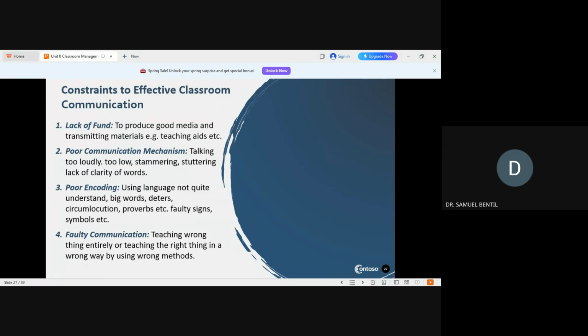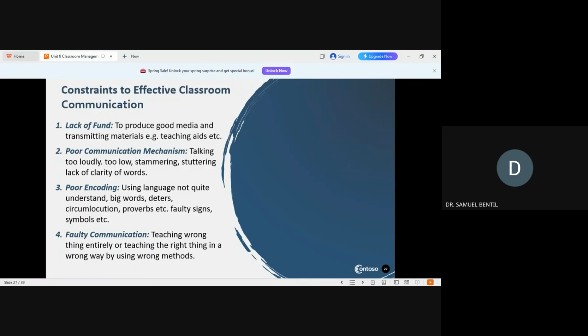Constraints to effective classroom communication. Yes, we know a lack of funds to produce good media and transmitting material. Most of us don't have teaching aids in our schools, the projectors and those things that can be used for these basic communications. At times, there could also be poor communication mechanisms, especially when you are too loud, aggressive, or too low so that they cannot hear, and also stammering, stuttering, lack of clarity of words. These are all poor communication mechanisms in the classroom.